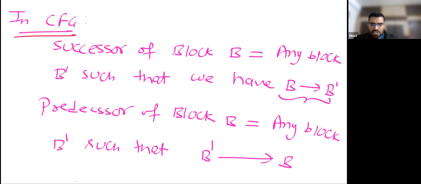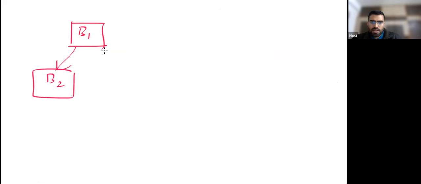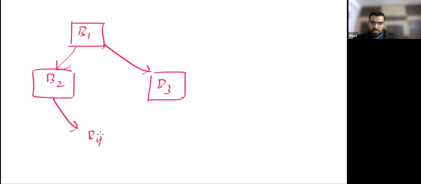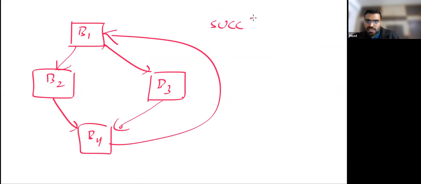Is this clear? So for example, let us assume you have this block B1, and let us assume this is your block B2, this is your block B3, and this is your block B4. Tell me, what are the successors of B1? Which blocks are successors of B1? That is B2, B3. B2 and B3 are the successors of B1.